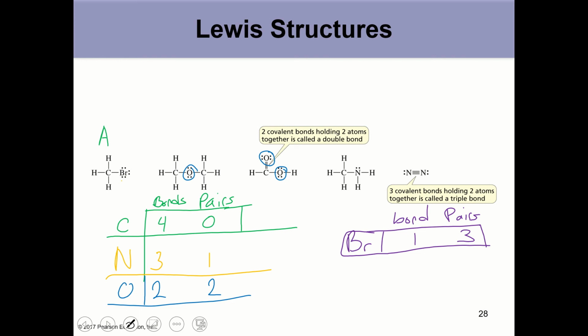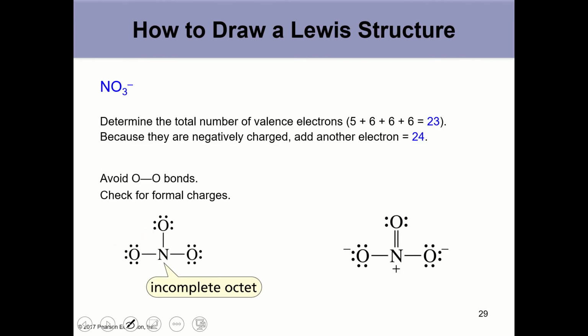All right. Now, if you want the more traditional rules for drawing Lewis structures, we can also look at that. How to draw Lewis structures by the rules. The first step we always look at is determining the total number of valence electrons.